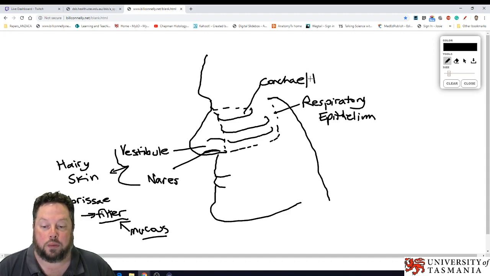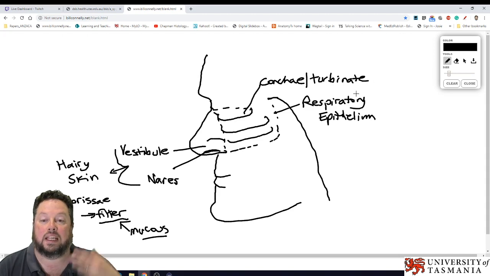They're also known as turbinates because they turbulate the air, slow it down. And so they're named depending on their location. So we have a superior, we have a middle, and we have an inferior concha. Conchae is the plural, concha is the singular form.